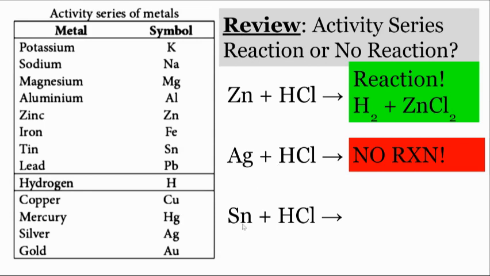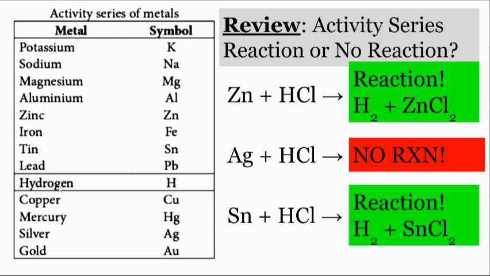All right, let's try the last problem. Sn, or tin. Tin is right here. It is above hydrogen in the hydrochloric acid. So hopefully you're deducing that that will be a reaction. And the tin will combine with the chlorine to form tin chloride. Hydrogen will be all by itself, H2 gas.